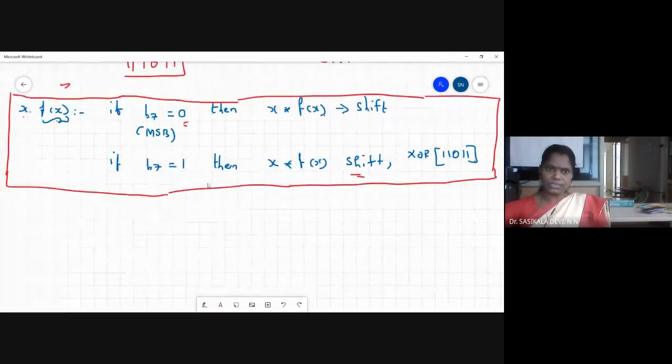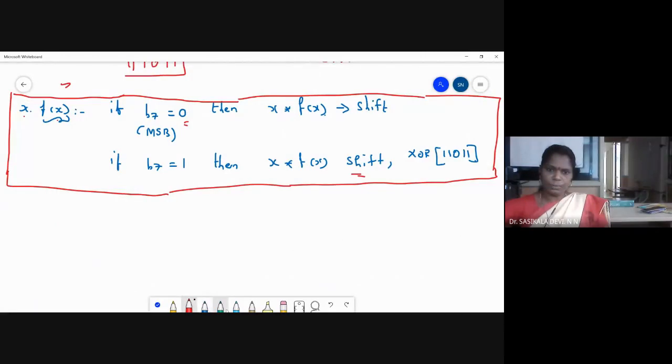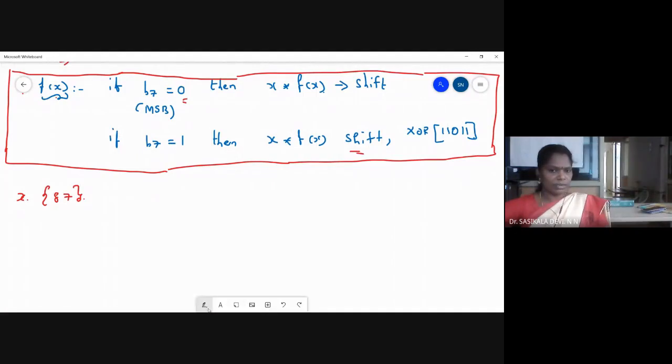Let's take a simple example. I need to multiply x with f of x. Let f of x be the polynomial representation of 87. First of all, represent this 87 in terms of binary, because it's based on shift operations and XOR operations, everything is in terms of binary. So 8 is represented in binary as 1, 0, 0, 0. 7 is represented in binary as 0, 1, 1, 1.